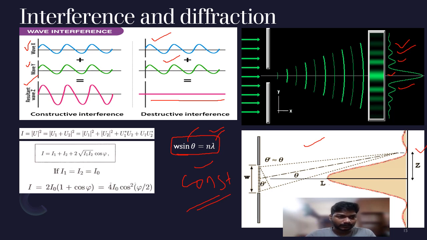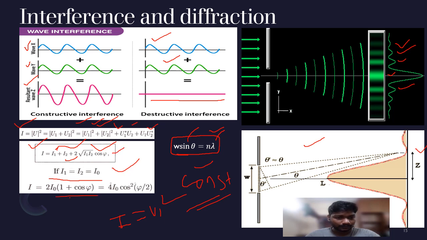How it depends is given by this equation: when two light waves interfere, the resultant intensity is given by mod of u1 plus u2, whole square. It can be extended to u1 square plus u2 square plus u1 star u2 plus u1 u2 star. Then we transform this amplitude equation into an intensity equation, since, as I mentioned earlier, I is proportional to u1 square. So u1 square is I1, u2 square is I2, and the cross terms give I equal to I1 plus I2 plus 2 root I1 I2 cos phi. If the intensities of the two interfering waves are equal, I1 equal to I2 equal to I0, then I is given by 2 I0 into 1 plus cos phi.